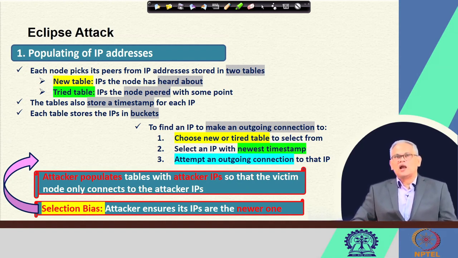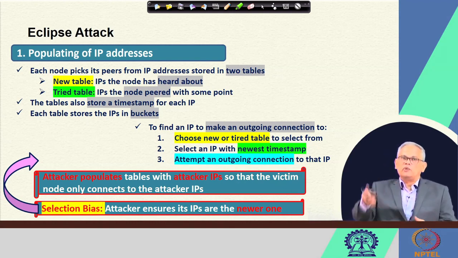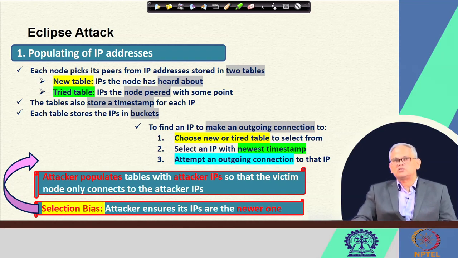What happens is that the attacker typically populates the tried table with its own IPs and the new table with a bunch of junk IPs. So, if the victim node first picks from the new table, it will get a junk IP with which it cannot communicate. Then it will try again, and now it will pick from the tried table, and the attacker's IPs will be there in the tried table. So, eventually the victim will be picking the attacker's IPs to communicate with. This ensures a selection bias, so that more of the attacker's IPs will get picked up.